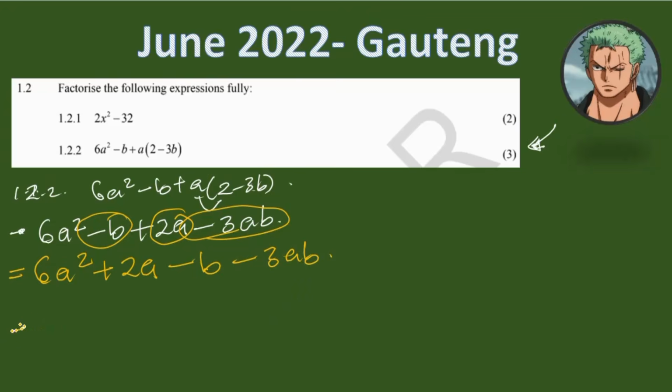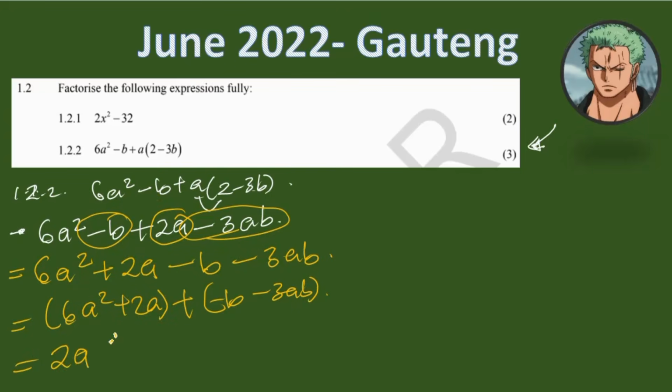You see that? What am I going to have now? I'm going to group these ones together, which is 6a squared plus 2a. Plus, I'll group these together. I'll have negative b minus 3ab. There we go. Afterwards, I take out common factors in these brackets. Common factor here is 2a. When I take out 2a from this part, I'll be left with 3a. Right? When I take out 2a here, I'll be left with what? Not 0. If I take out 2a here, I'm left with 1.